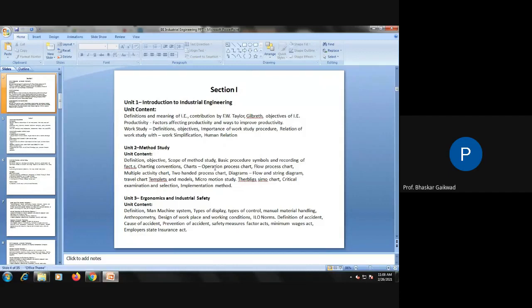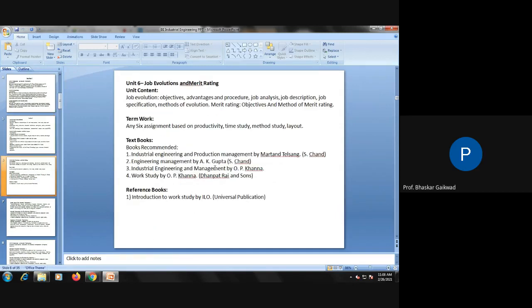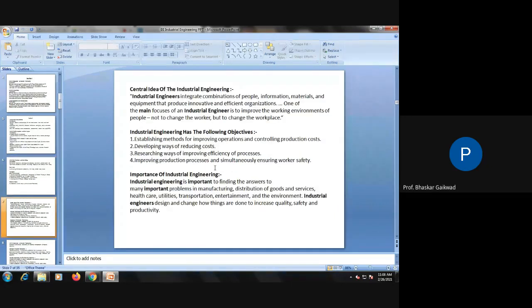Syllabus: three chapters, the introduction, method study, and ergonomic safety, which is used in industry. Then the second section: work measurement, facility location and plant layout, and job analysis and merit rating. So the books list is already with us. Out of this, you can use Martin Tells' book, which is very good for this subject.